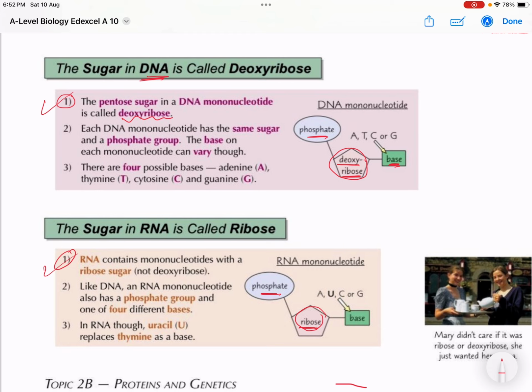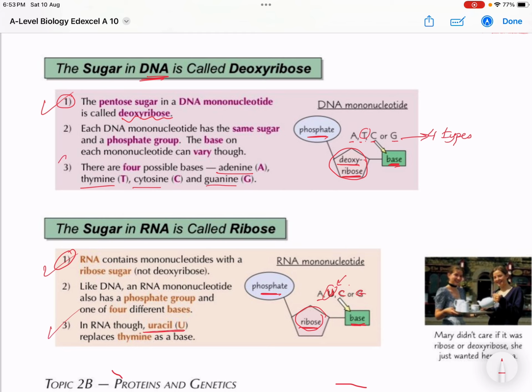The nitrogenous base, guys, is made up of 4 types: ATCG. Adenine, and yes, you definitely need to know the names: adenine, thymine, cytosine, and guanine. In the RNA, instead of the thymine, you have uracil. So uracil replaces the thymine as a base. So you've got A, U, C, and G. That's the second difference. Here you've got the thymine as one of the bases. Here you've got the uracil. All right?